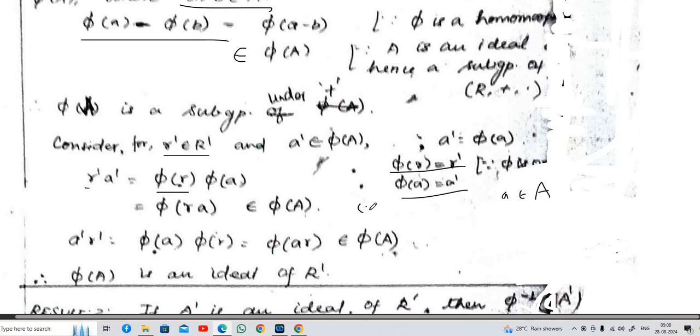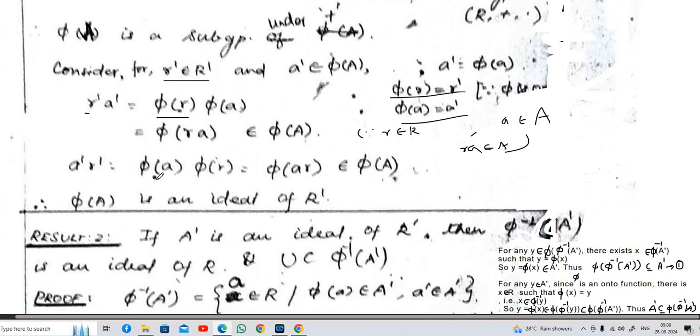So this phi being a homomorphism, we have this step, and this belongs to phi of A. The reason is you have already r to be present in capital R and a to be present in capital A, and A being an ideal, ra will be present in capital A, and therefore phi of ra should be present in phi of A. And a prime r prime, the same way, if you consider, this is what you get, phi of ar, same discussion. This is because again A is an ideal, so both ar and ra are present in capital A, and therefore phi of ar will be present in phi of A. So phi of A is an ideal.